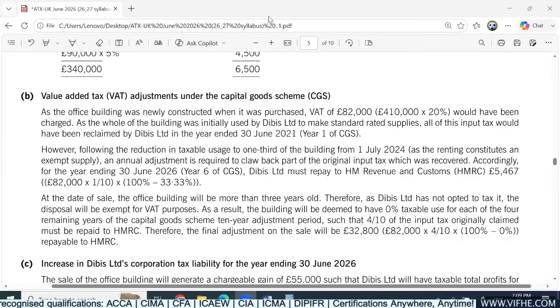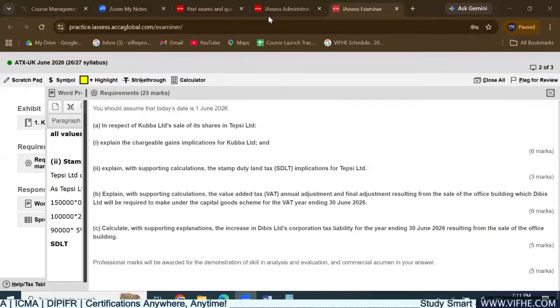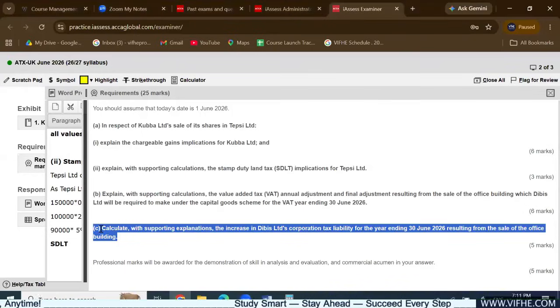All right, now I am going to be taking you to the last requirement of this question. It says that we need to calculate, with supporting explanation, so the emphasis is much on doing the computation: the increase in DB's Limited corporation tax liability for the year ending 30th of June 2026, resulting from the sale of the office building. So again, it is requiring an explanation, but it does require the computation.